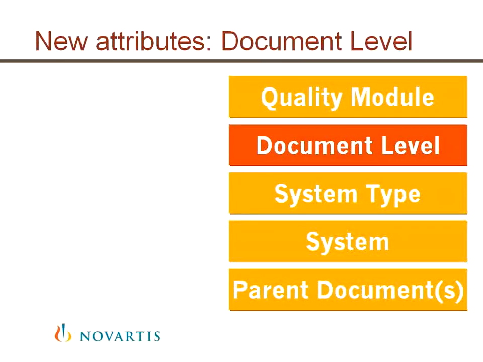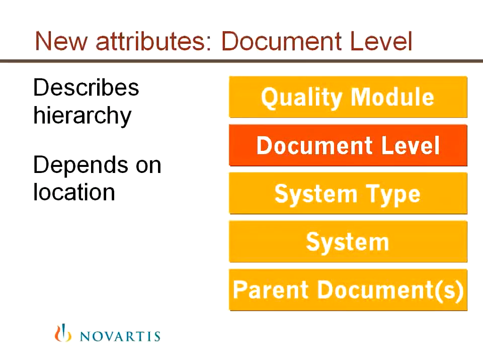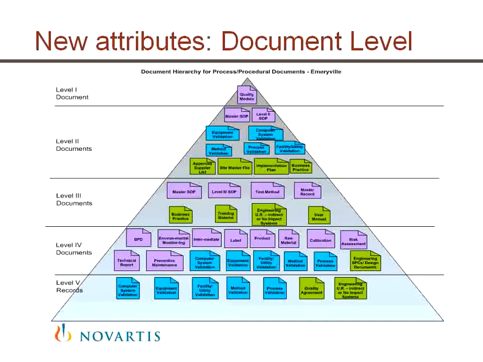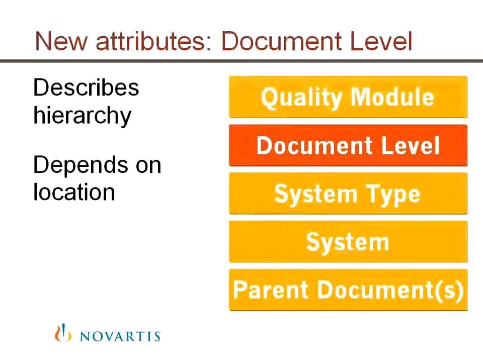The document level describes the hierarchy of your document and how it relates to other documents. The way this attribute is used will depend on your location. A sample hierarchy is shown here. This one describes the documents at the Emeryville site. Review your site's rules for how to select the document level before you begin updating attributes.